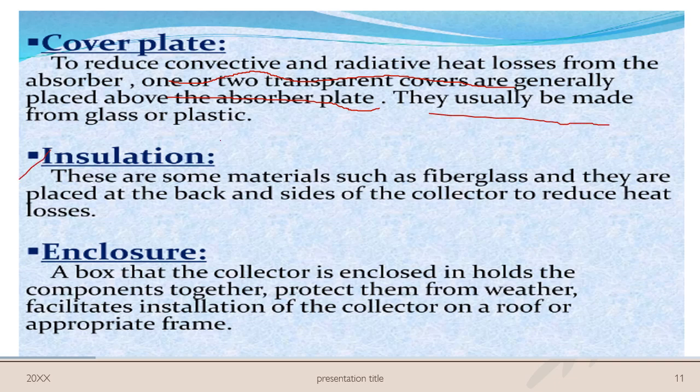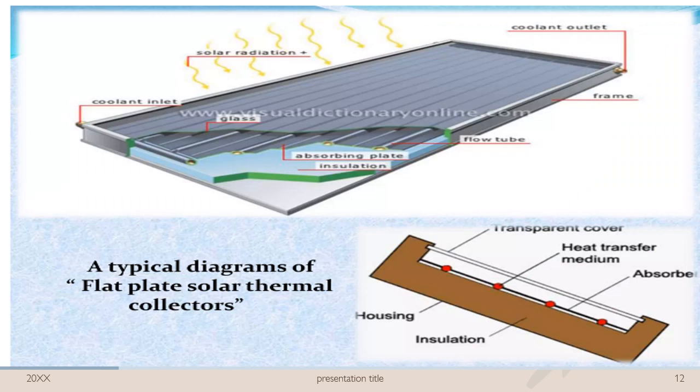Insulation. Materials such as fiberglass are placed at the back and the sides of the collectors to reduce the heat losses. Enclosure. A box in which the collector is enclosed holds the components together, protects them from weather, and facilitates installation of the collectors on a roof or an appropriate frame. This is the typical diagram of flat plate solar thermal collectors.